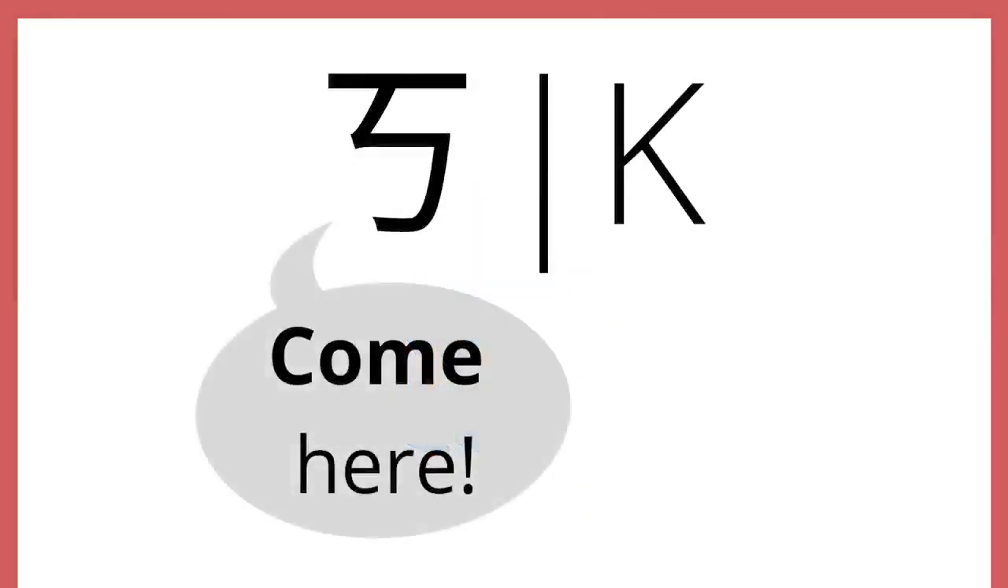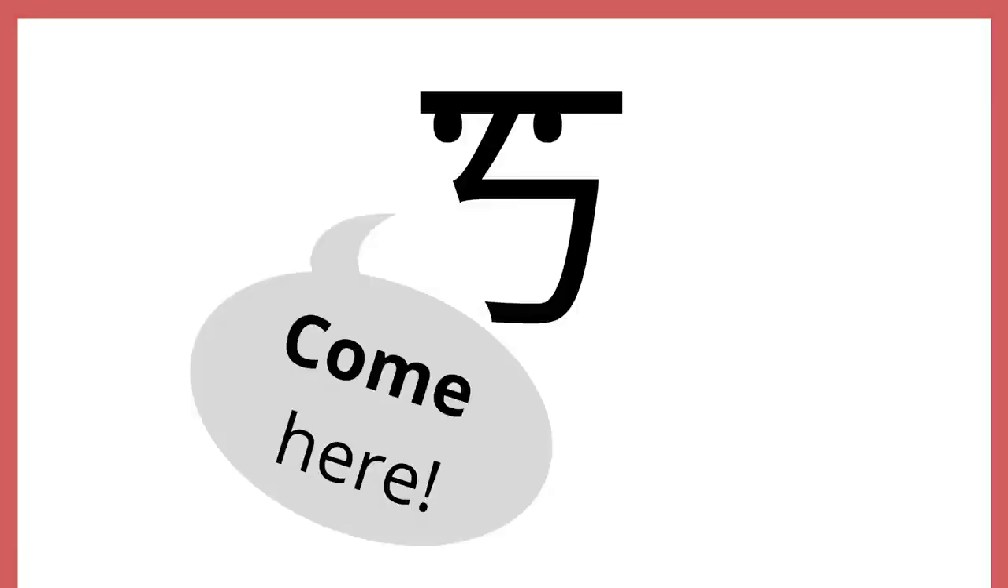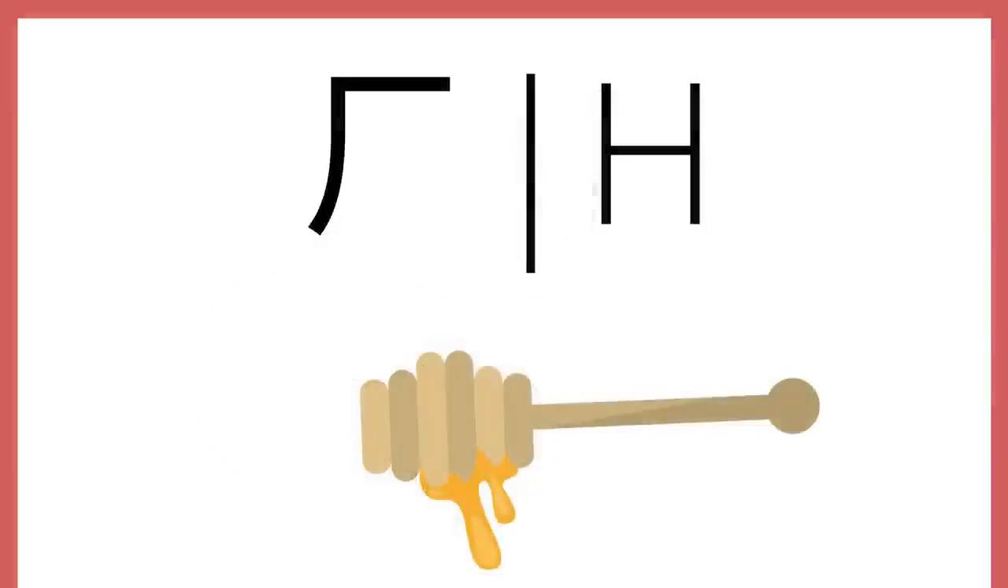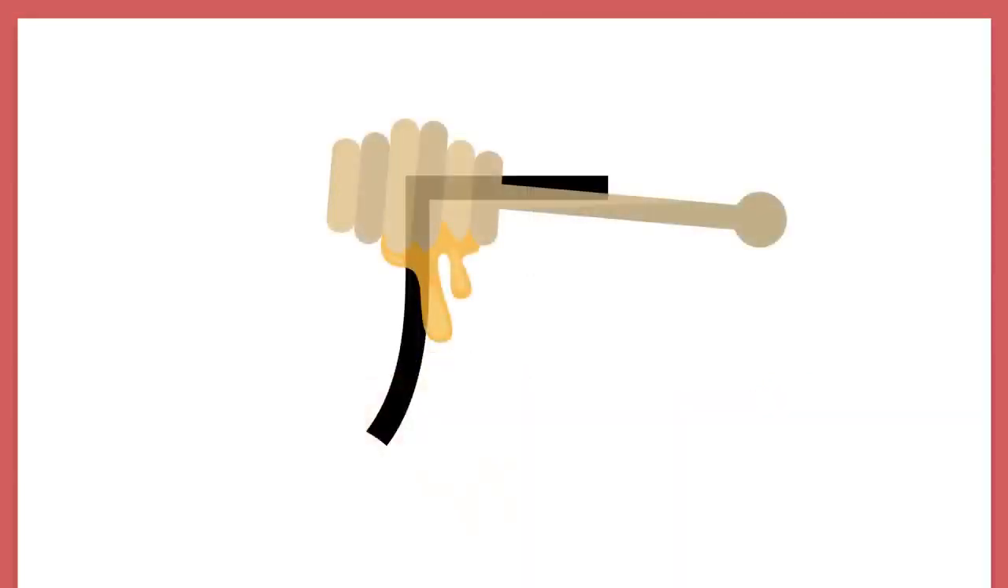For k, think of a cross person saying, come here, then get rid of the amir, and you get k. In pinyin, k is represented by a K, and the zhuyin looks like an angry face with an open yelling mouth. Now, h is like honey without the oney, h. In pinyin, it's an H, and in zhuyin, imagine a wand dripping honey, like this.